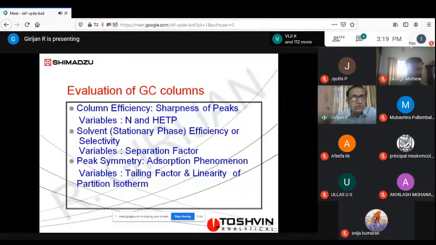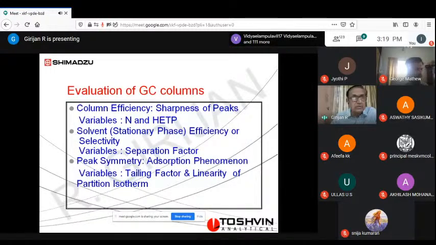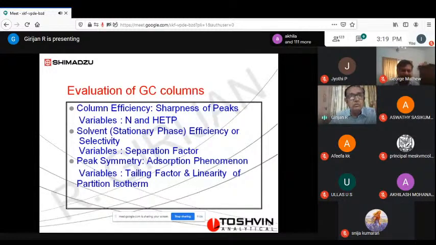We cannot quantify that. I've seen some users using a column for almost 4 years or 5 years without any problem, but the samples are very clean samples. At the same time, I've seen a user who is changing the column twice in a year because his samples are very crude samples. So the major parameter is the type of the sample itself. That has a very prominent effect on the life of the column.